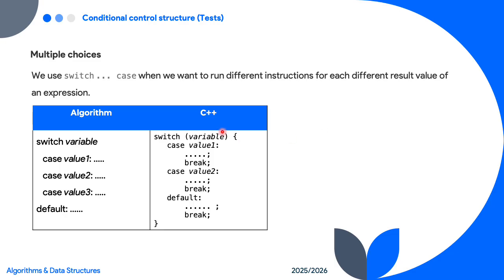As you see in the table, we have the keyword switch followed by the variable name here, and then we have case value 1, value 2, value 3, etc. So for each value 1, 2, 3, we have a different sequence of instructions that should be placed here.